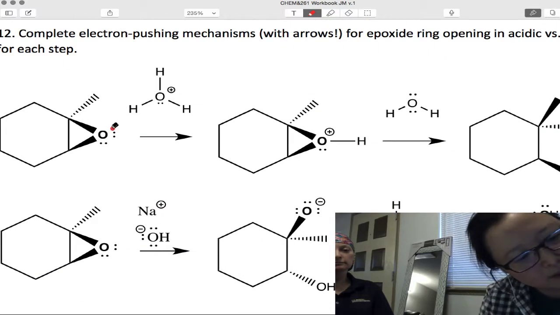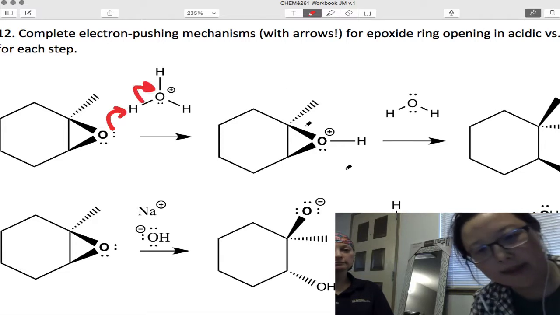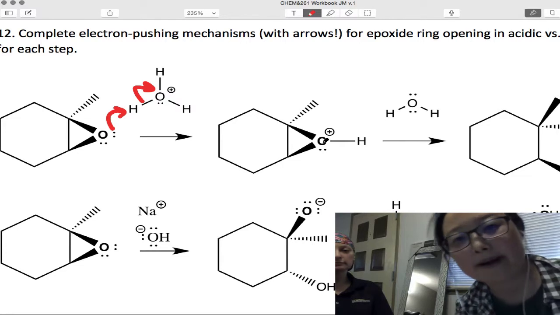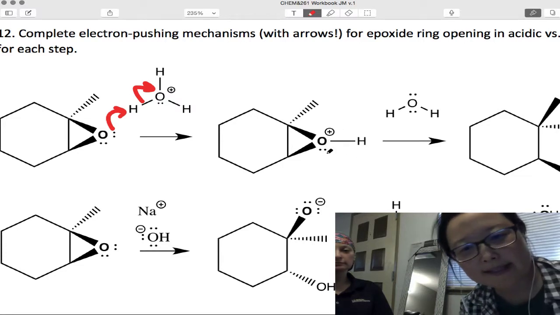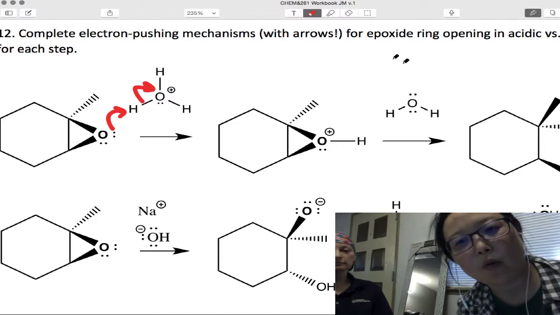So I'm going to use a lone pair and attack one of these hydrogens, and then I'm going to have the protonated epoxide. Now what this does is it activates the ring and makes it more reactive so that water is nucleophilic enough to attack.